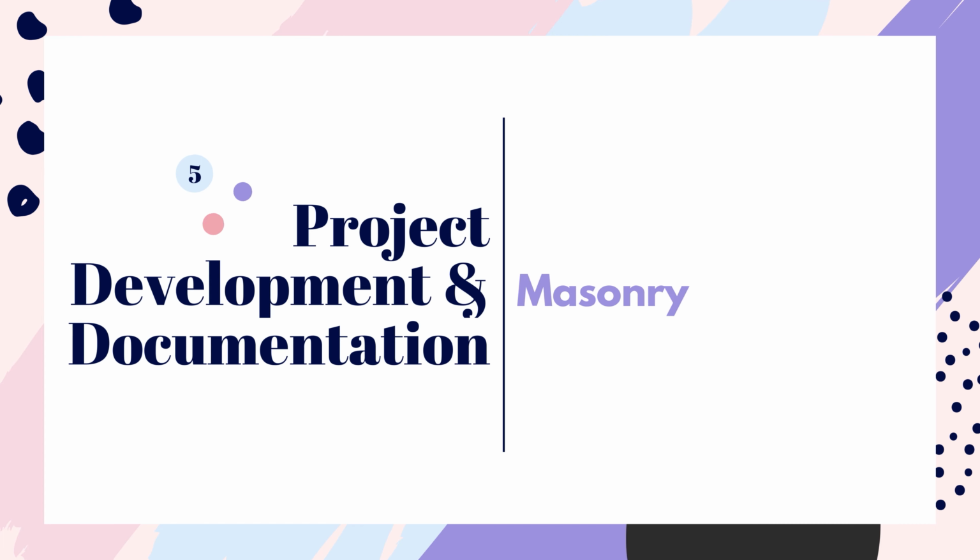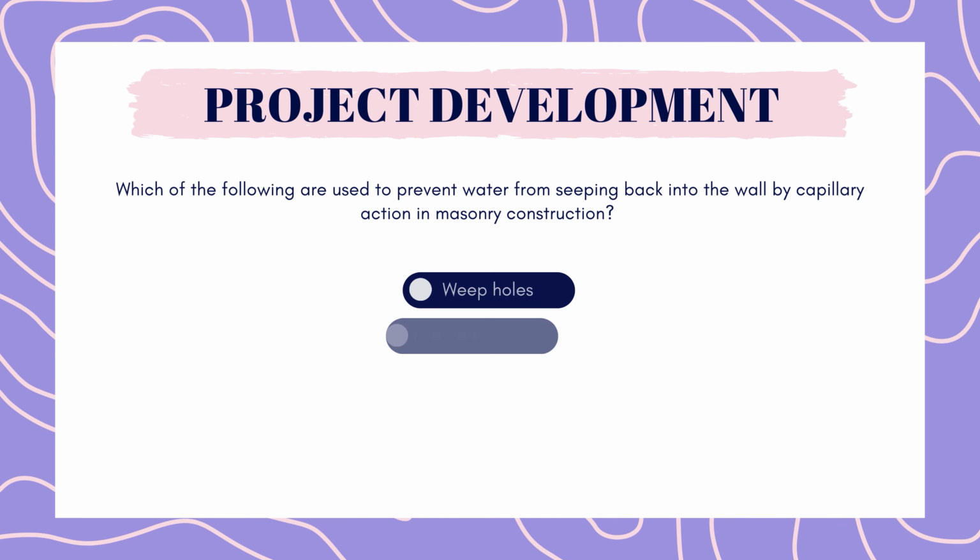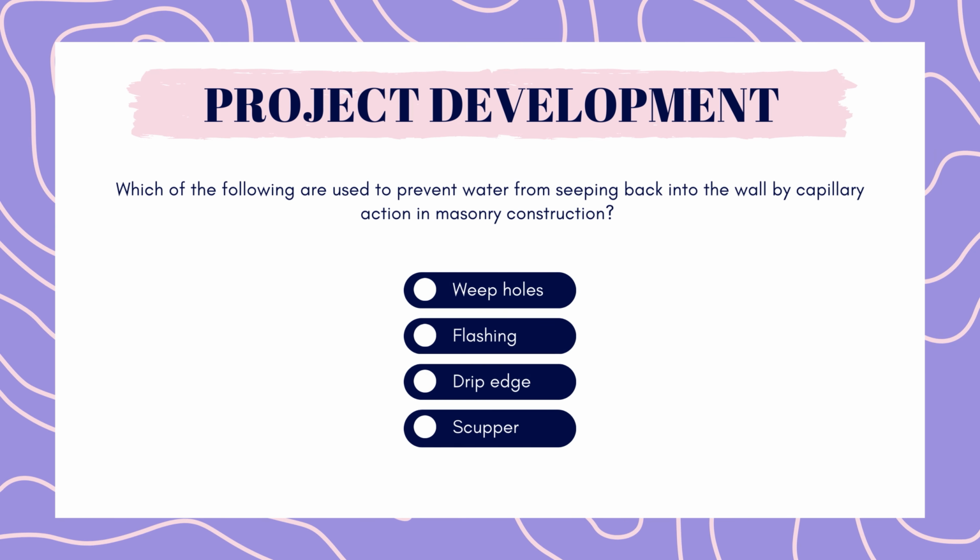Now on to project development. Which of the following are used to prevent water from seeping back into the wall by capillary action in masonry construction? Weep holes, flashing, drip edge, or scupper? Pause to answer.